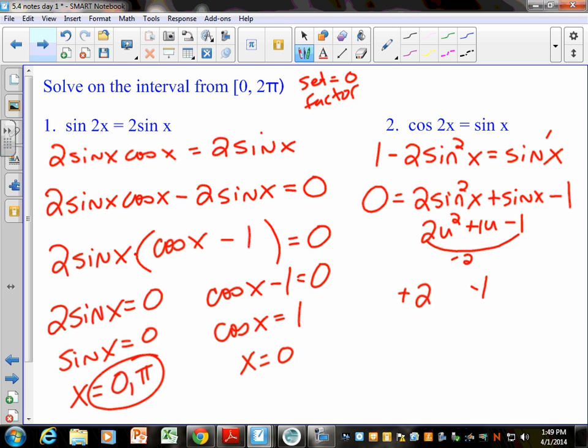And this is where you can use u, but for me, I know it's going to be sine, so I just like to put the sine of x in there. Minus 1, bring it down by 2 sine squared. If you like u, use u. If you don't like u, don't use u.